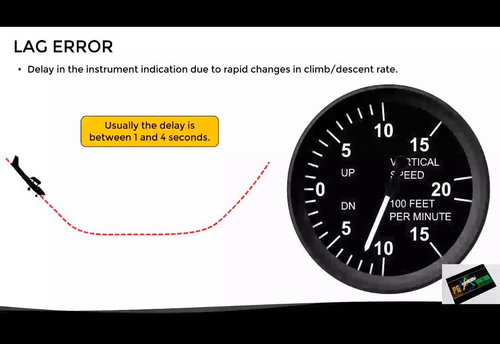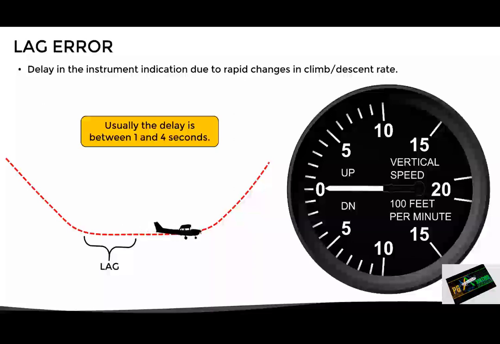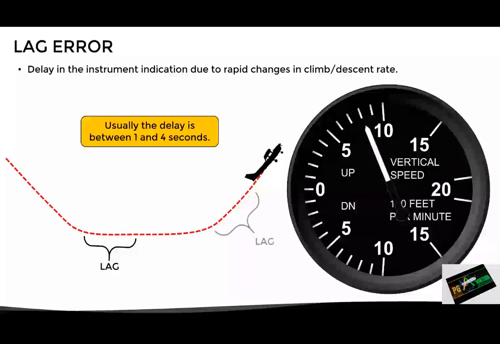It happens, for example, when the aircraft is in a constant descent and it suddenly levels off. In this case, it will take a few seconds for the VSI to indicate a level flight. This can also happen when the aircraft is in level flight and it suddenly starts a climb. Again, it will take a few seconds for the VSI to indicate the corresponding rate of climb.